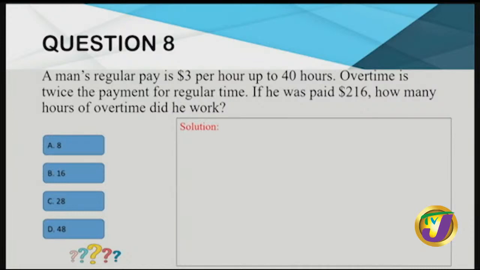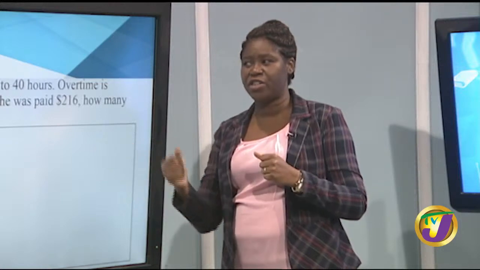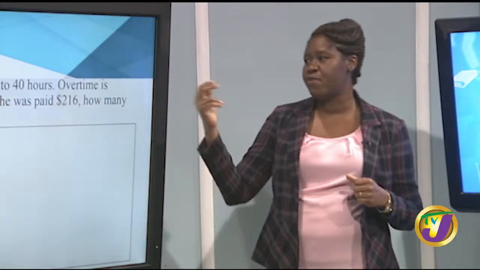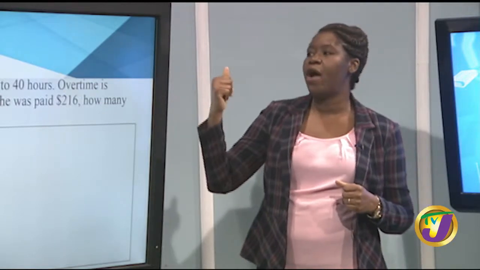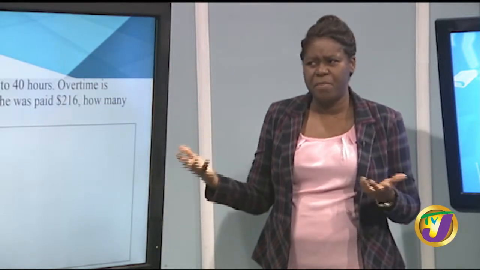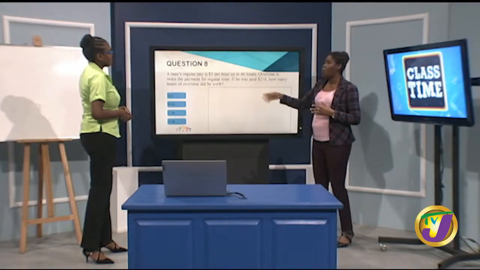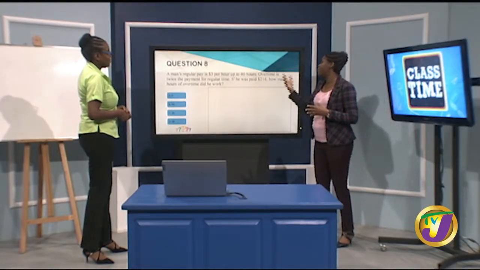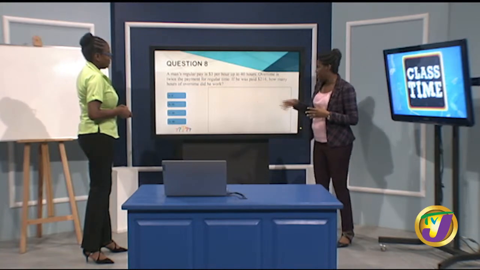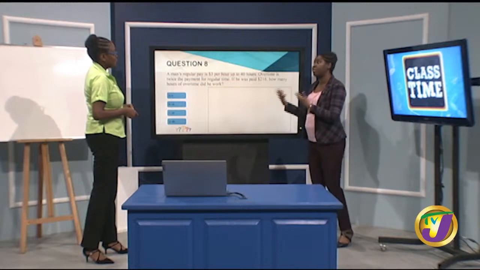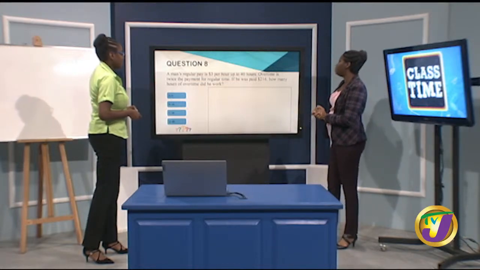So overtime is hours more than the 40 hours. And usually this is where you make more money, because in this situation you're being paid twice the payment of the regular rate. Sometimes you can be paid 1.5, it depends on the company. So twice the payment would be 2 times $3, so for every hour after 40 hours, we'd be getting $6 per hour.